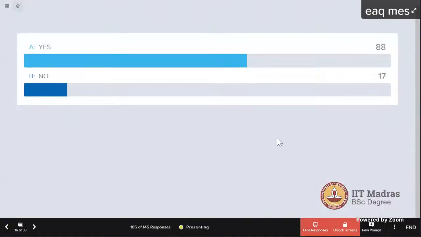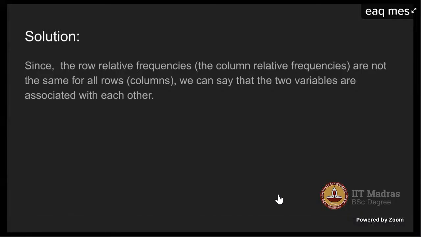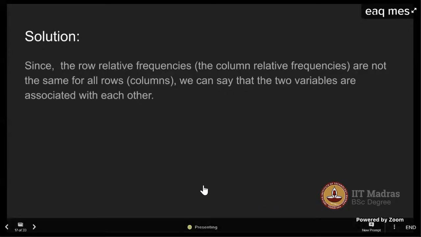Let's see. Is there an association? Okay, 70 people still responding. We have already checked that row relative frequencies or column relative frequencies are not the same, or you can say not similar for all rows and columns. So the two variables are associated with each other. We have already discussed it so far. Anyone still any doubt?